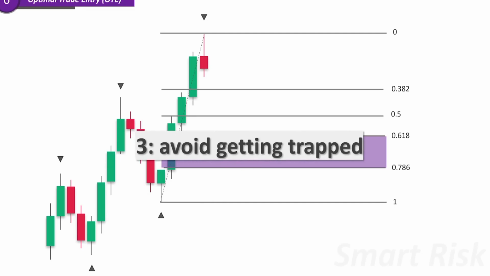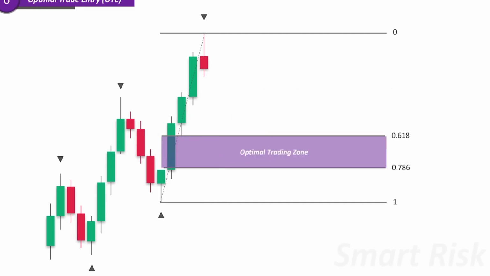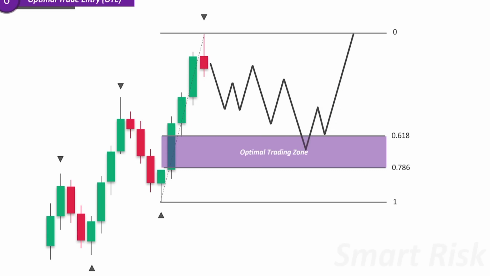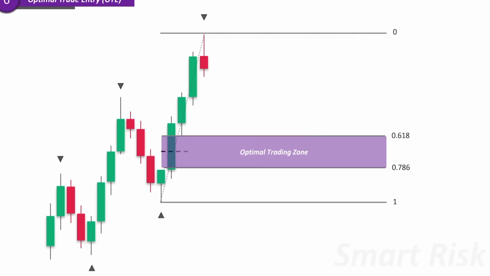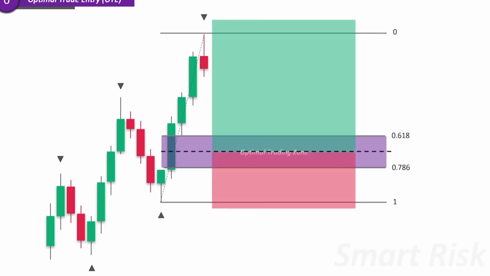The third reason is to avoid getting trapped. The market often takes out early buyers before moving higher, so there is a higher chance that early entries get stopped out. By waiting for deeper entries, we can avoid that liquidity hunt and join the real move to the upside. To enter the trade, simply place a buy limit at the middle of the OTE zone.